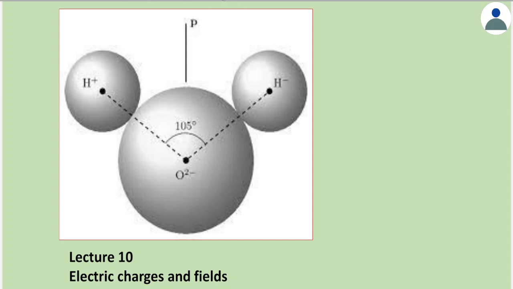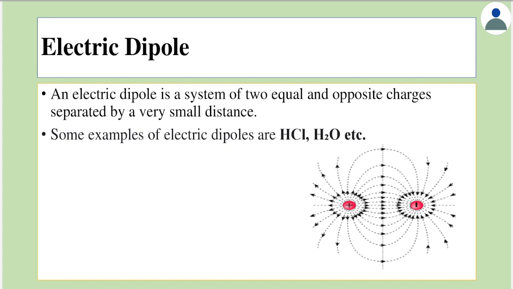Hello everyone. The first topic in this lecture is called electric dipole. As the name tells us, di means two. So it is a system of two equal and opposite charges separated by a very small distance. That is called a dipole. Keep in mind that pole is a common term.